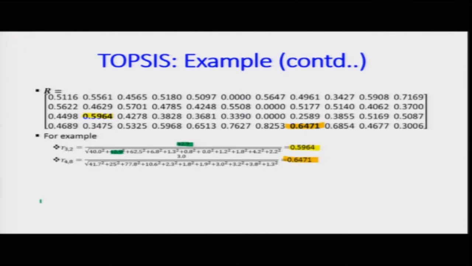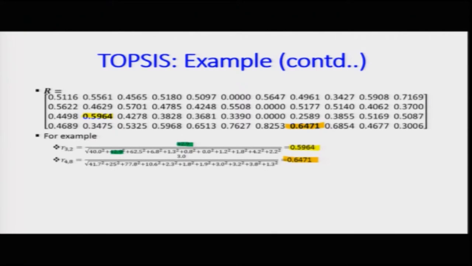When I go to 4,8, again I consider the 8th column and the 4th row. Row means the 4th alternative. The values are 41.7. I am not mentioning the square values: 25, 78, 7.8, 10.6, 2.3, 1.8, 1.9, 3, 3.2, 3.8, 1.3. These are the accrued values coming from each and every criterion for each and every alternative.